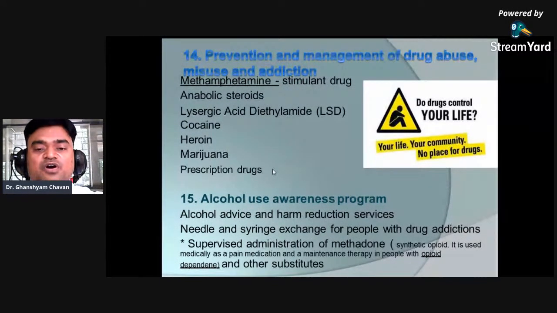So supervised administration of methadone, a synthetic opioid, is used medically as a pain medication and maintenance therapy in people with opioid dependence. In case of alcohol, disulfiram tablets are also available if given with daily food intake, and also psychotherapy. If you think I have to leave this alcohol, definitely you will leave that. And if you won't think, if any other person forcefully tries to eradicate your alcoholism, it is very difficult. So by our own, we should think that we have to come out from this critical condition. Then it is possible. Otherwise, it is just impossible. It will take your life if you won't stop.